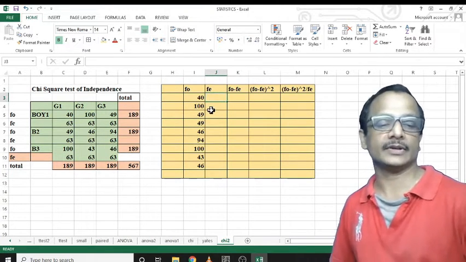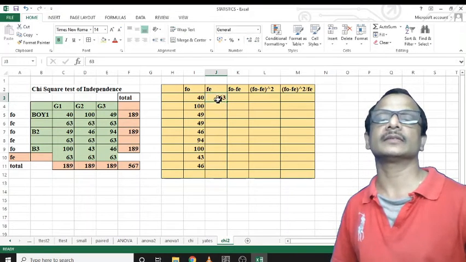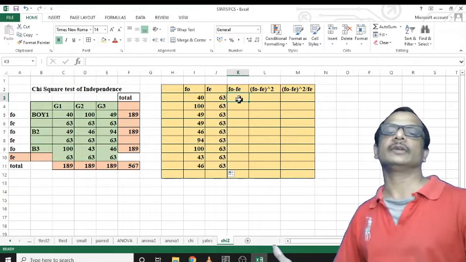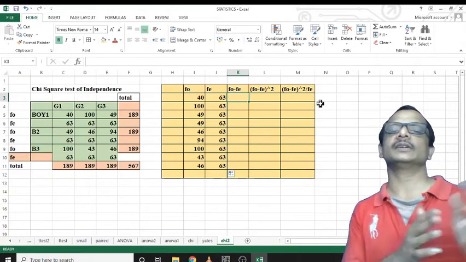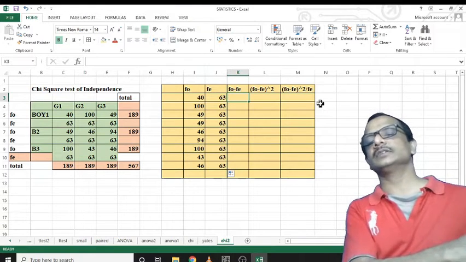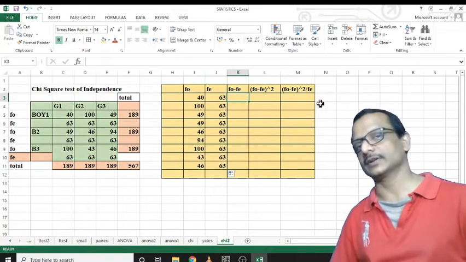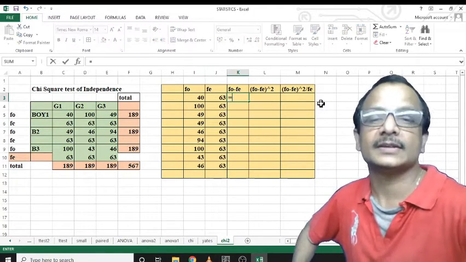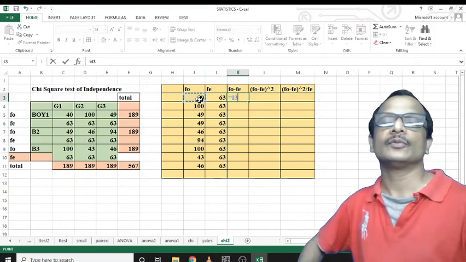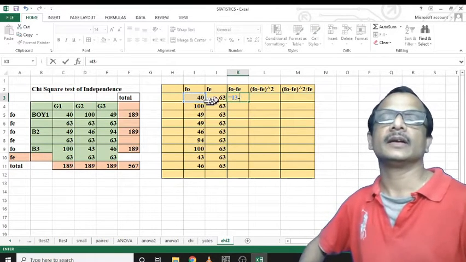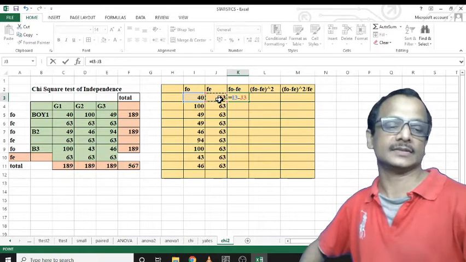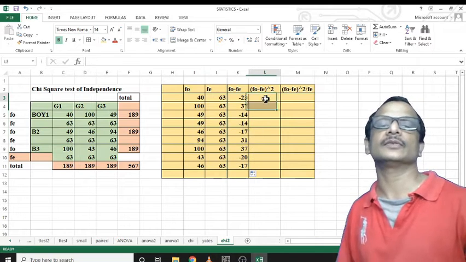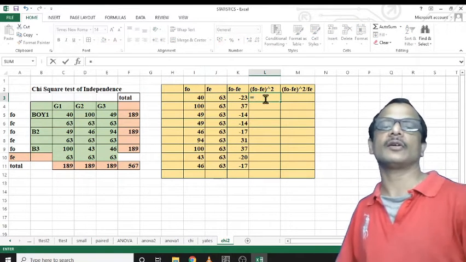Then what are the expected frequency? 63. Yeah, 63 for all. Okay, now FO minus FE. Now we shift to calculation. The same procedure for chi-square correction can be applied here. How to calculate? Equal to FO minus FE, that is 40 minus 63, which is minus 23. In that way we can calculate all these values. Then we have to make square of these terms.